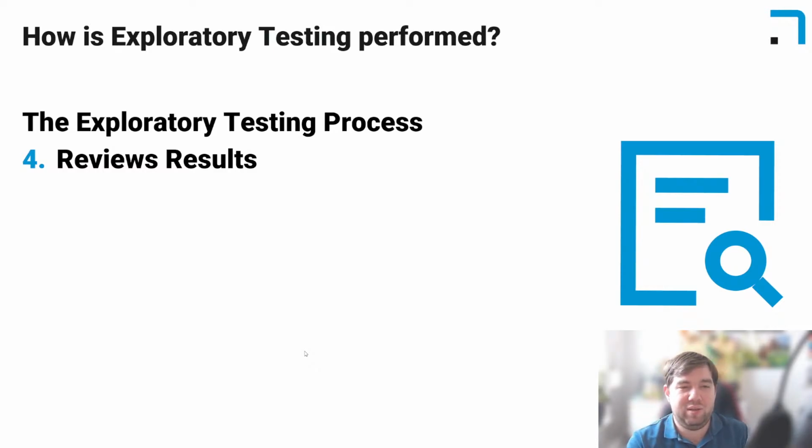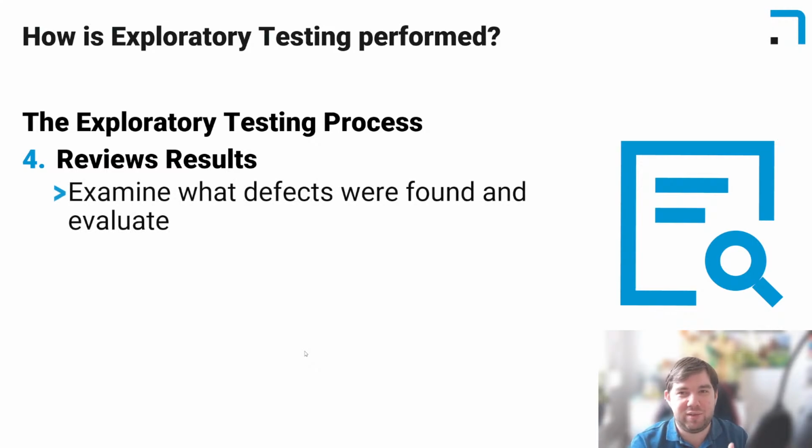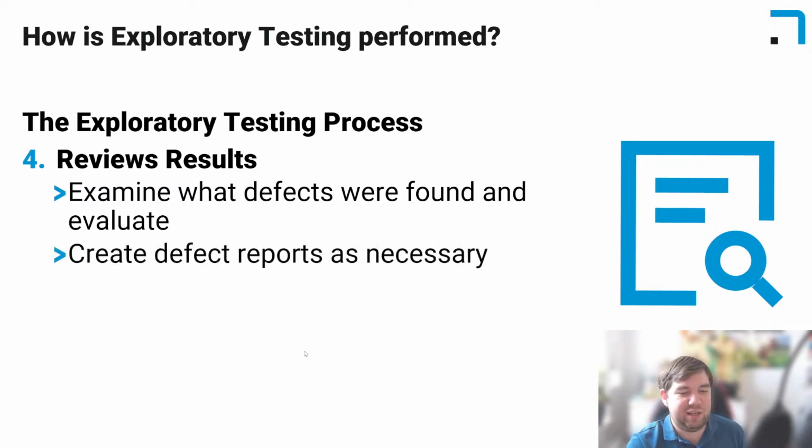Because namely, in this section, we've performed our testing, we have our defects, so now we have to examine what defects we found and evaluate them. What kind of defects are these? What kind of categories do they fall into? What priority are they? This can be preliminary information right now, because we're not sending them off just yet, but it's still important to understand what defects were found, and create any defect reports as necessary.